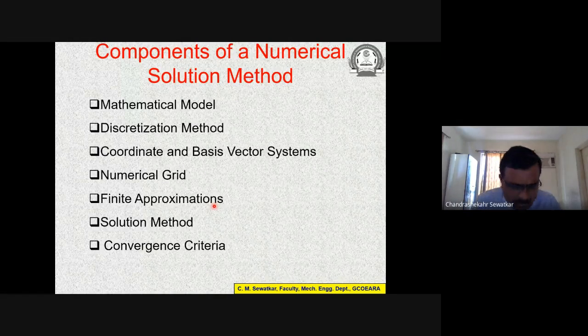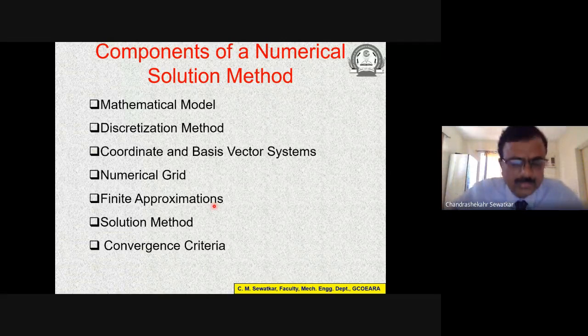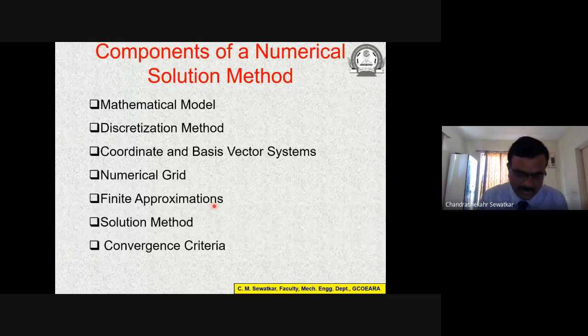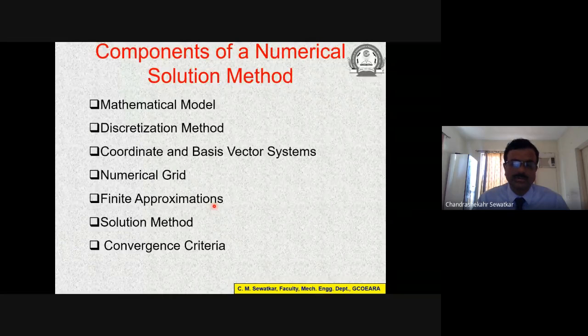Then of course, once you convert all the partial differential equations, or for that matter the integral form of equations, into algebraic equations, how to solve those algebraic equations is a part of the solution methodology, which many times is called the solver step in CFD. And then once you decide the solution methodology, you need to actually implement the convergence criteria also. So convergence criteria is part and parcel of the components of CFD.